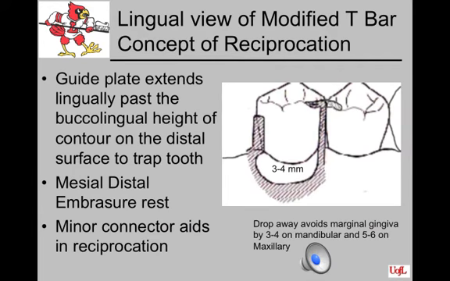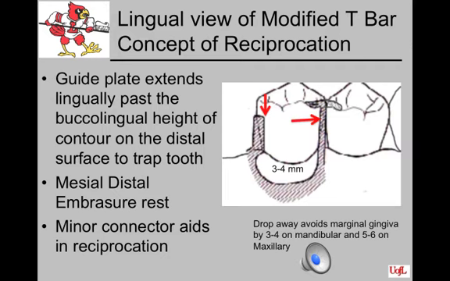A view from the lingual aspect of the modified T-bar clasp reveals the mechanism of reciprocation for the clasp assembly. The guide plate extends lingually past the buccolingual height of contour on the distal surface of the tooth. It, along with the minor connector leading to the rest, functions to trap the tooth from moving lingually when the modified T-bar flexes into the undercut on the distal facial surface of the tooth.